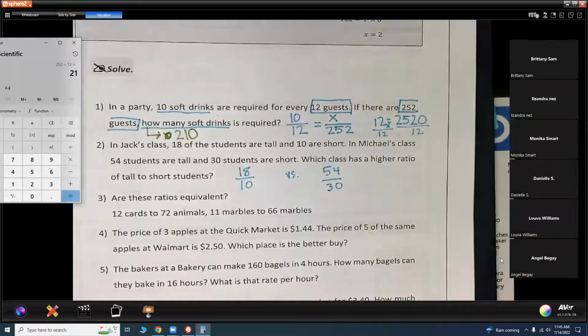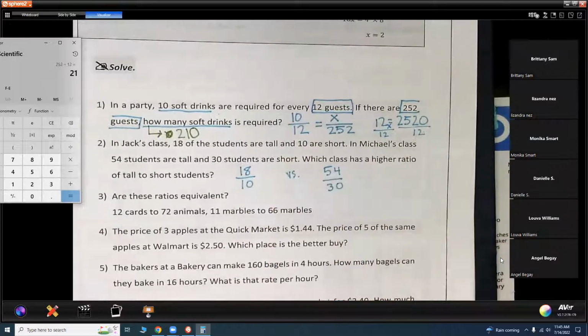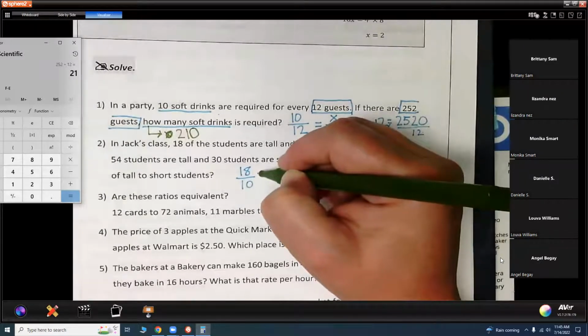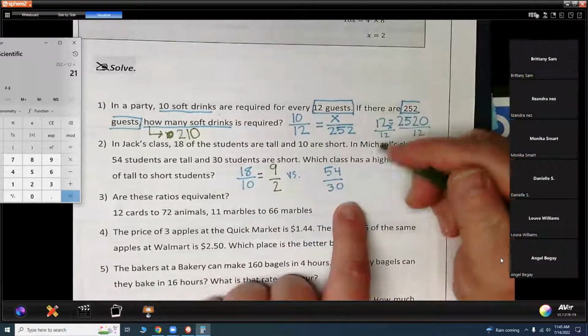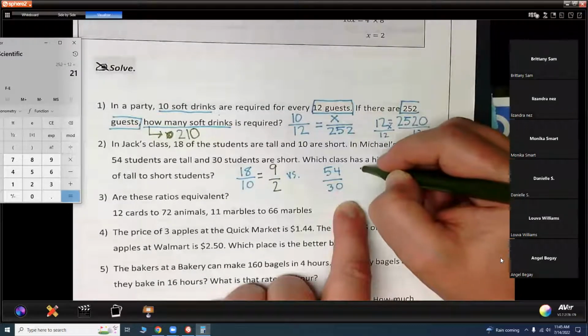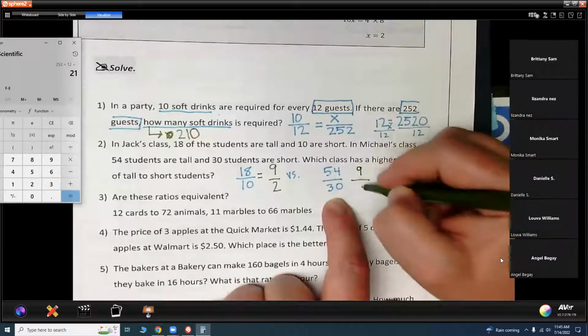Reduce them, yep, exactly. We need to reduce them down to their smallest unit, so it's easier to compare. So 18 to 10 reduces to 9 to 5. And then what would this one be? Let's take a 6 out of both.